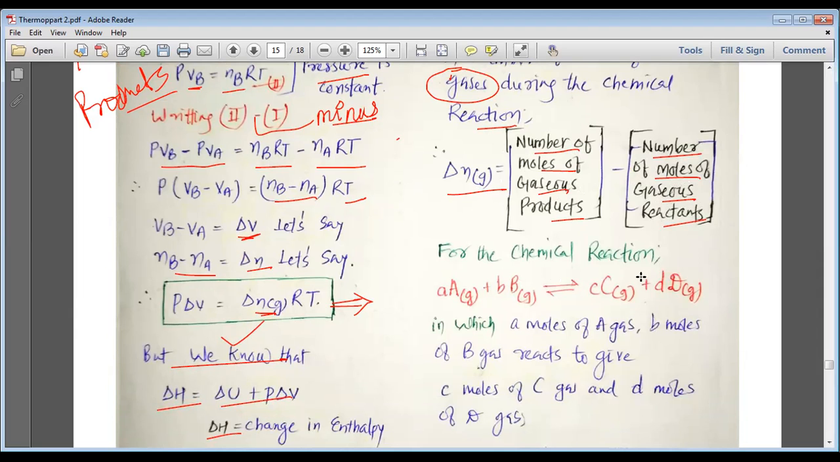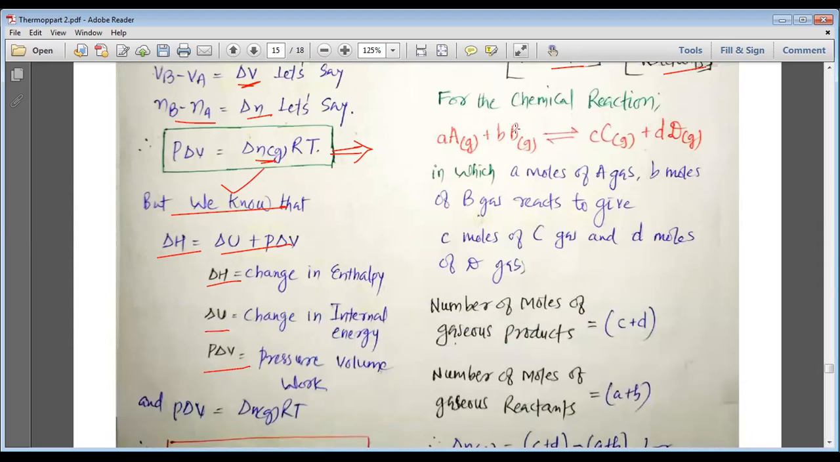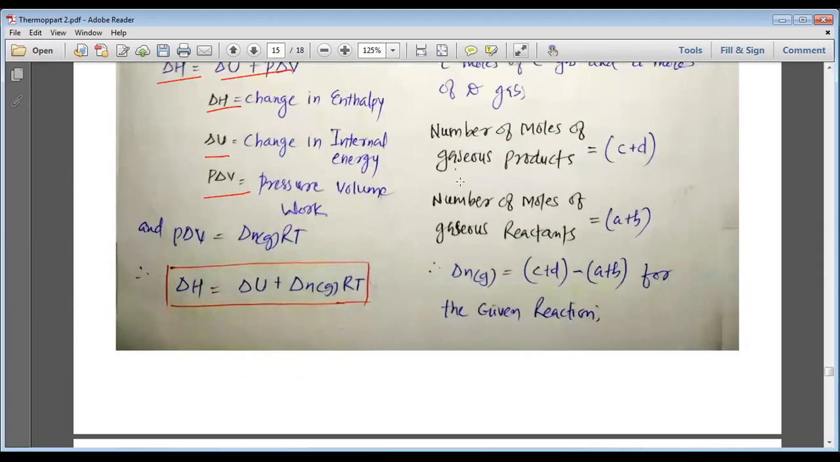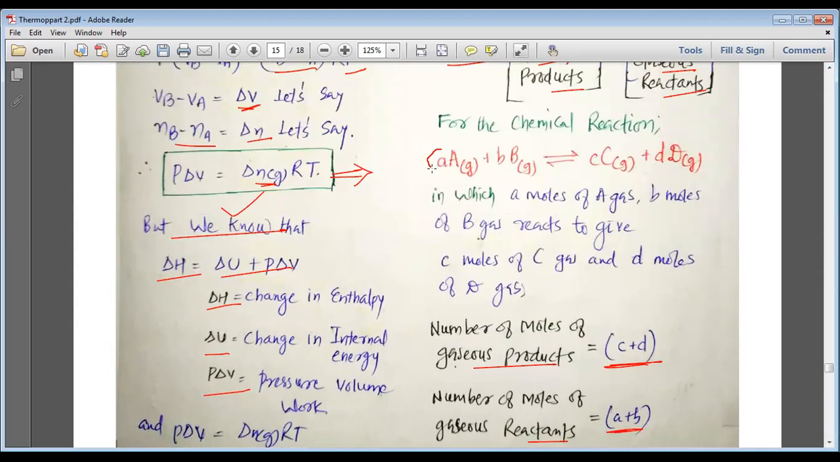Suppose we have a reaction: a mole of A gas plus b mole of B gas gives c mole of C gas and d mole of D gas. Therefore, the number of moles of gaseous products is c plus d, and the number of moles of gaseous reactants is a plus b. You can easily see from this equation, my dear students, that a is the number of moles of A and b is the number of moles of B, these two are the reactants, and that is why the number of moles of reactants is a plus b.